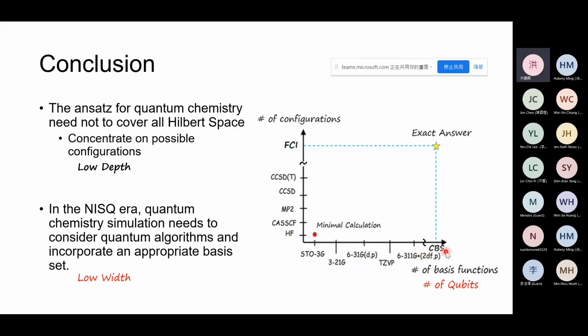Typically, increasing the basis function, you need to increase the number of qubits and the circuit width. But by using this approach, we construct a better Hamiltonian in a minimal basis function. We can use the low width, and with a low depth circuit, due to this area's limit, we can also get a better result against the experimental data.